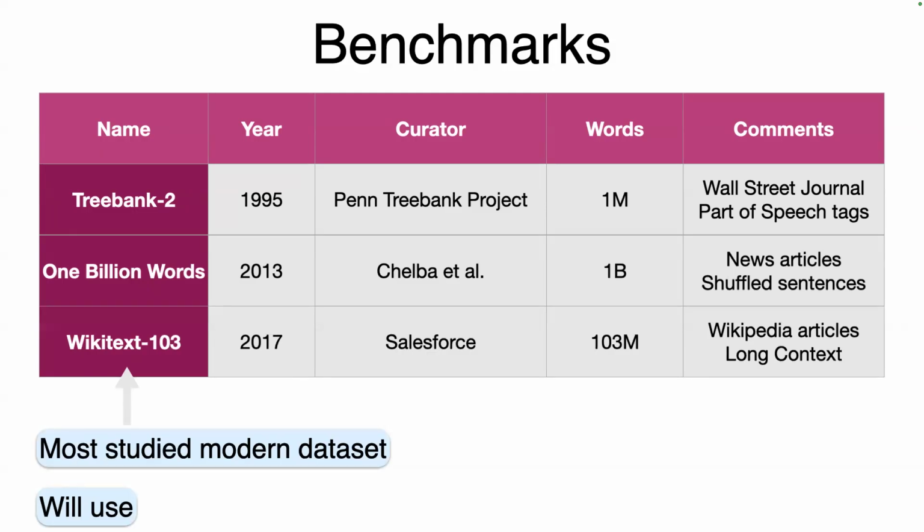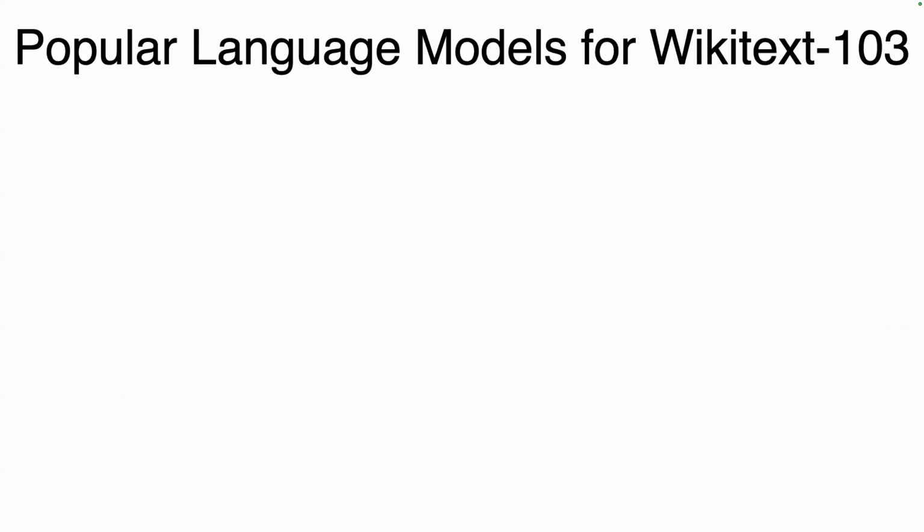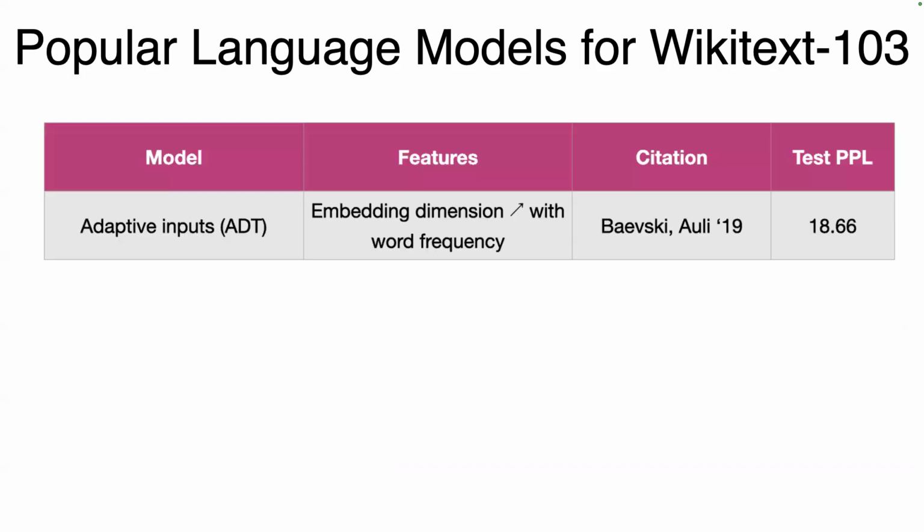Just so we see, it has 103 million words, and the training set is 102.6 million. The validation is 200,000, and the test is another 200,000 from this database. People have been working on this database since 2017, quite a few works. So I'll just tell you about some of the popular language models and what they achieve.